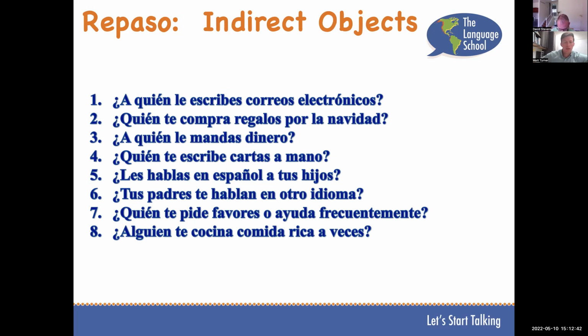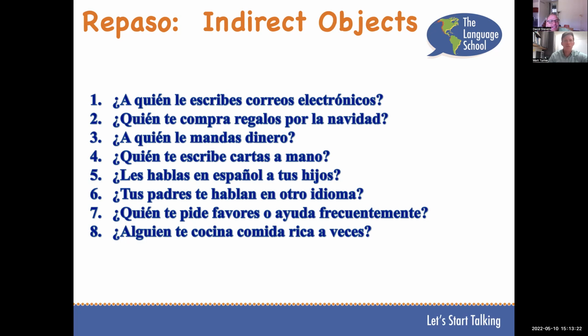So, well, if I had to do that, so sobrino. Sobrino equals nephew. So, around number 3. So yo le mando dinero a mi sobrino de cumpleaños. Para su cumpleaños o por su cumpleaños. Por su cumpleaños. Su cumpleaños.